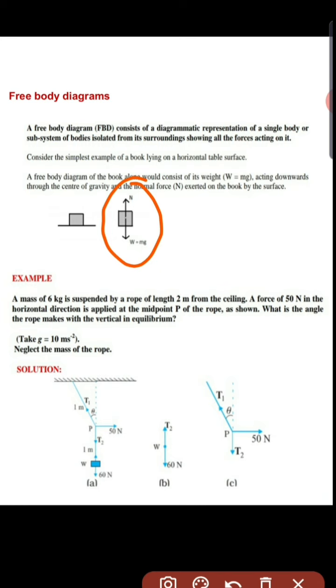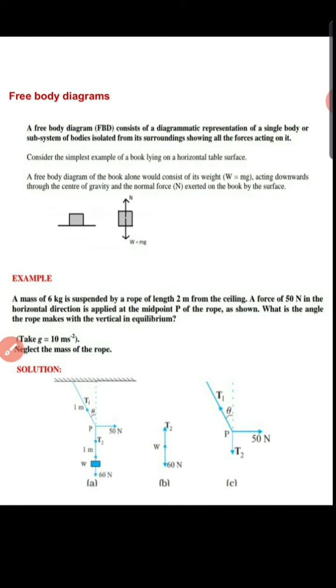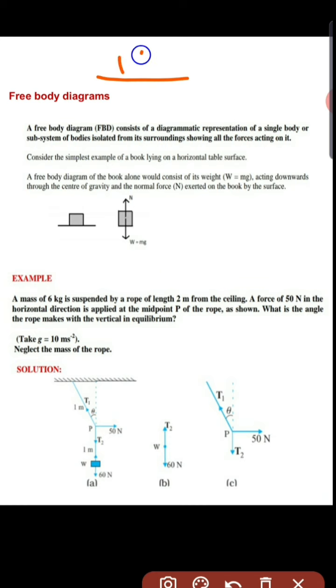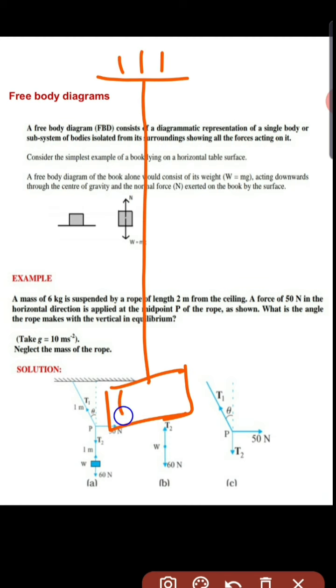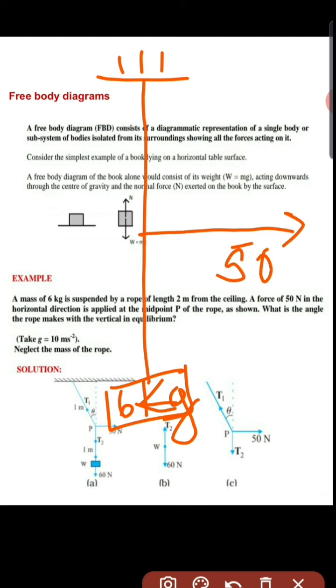So in this question, what is mentioned is we have a rope of length 2 meter. First of all, the rope is hung like this, with the object of mass 6 kilogram at one end and the other end connected to a rigid support. Then a force is exerted in the horizontal direction at the midpoint. So at the midpoint, a horizontal pulling force is exerted in this direction. That force is 50 Newton.